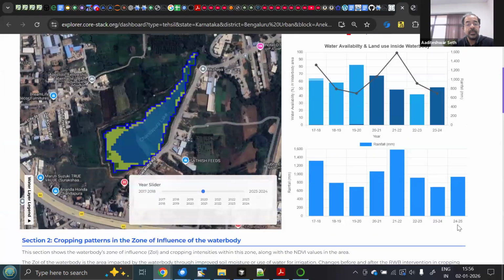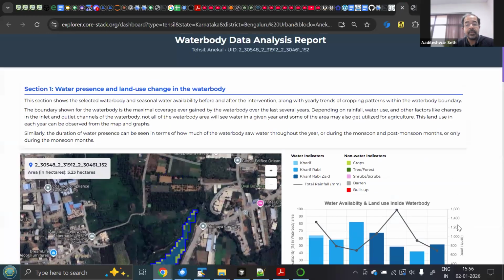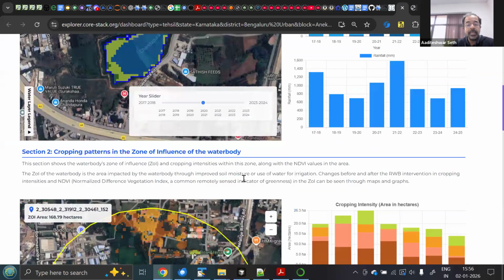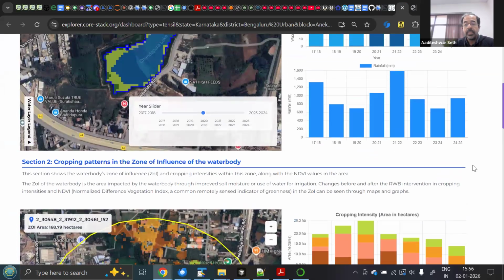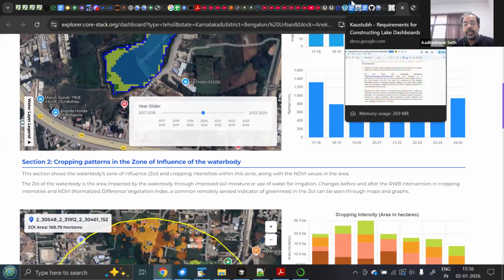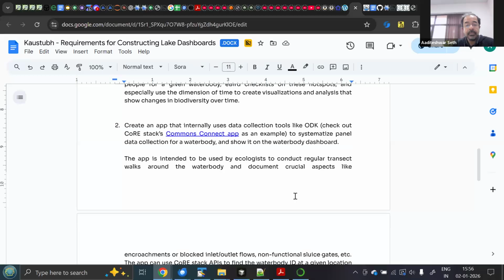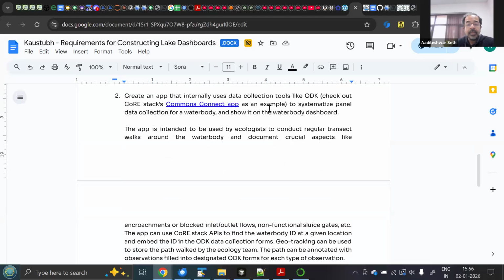Just like we have a section on water availability and use of water body for cropping, but that's not the only point. Water bodies are also important for biodiversity. So that's what can be done over here: augment it with biodiversity information from citizen science initiatives like eBird and iNaturalist. Then other ideas can also be done.